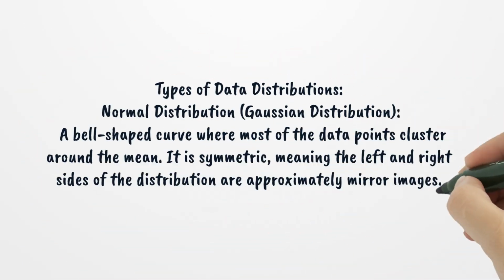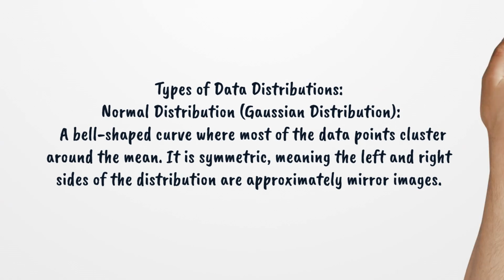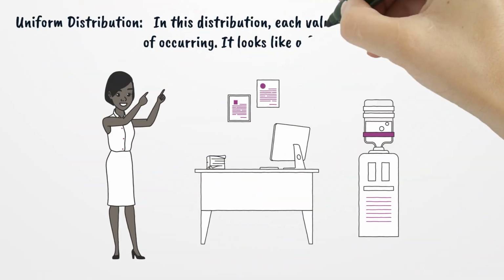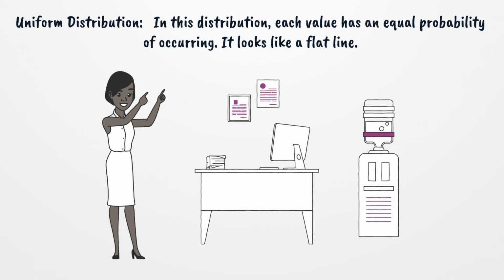Types of data distributions. Normal distribution, or Gaussian distribution: a bell-shaped curve where most of the data points cluster around the mean. It is symmetric, meaning the left and right sides of the distribution are approximately mirror images. Uniform distribution: in this distribution, each value has an equal probability of occurring. It looks like a flat line.